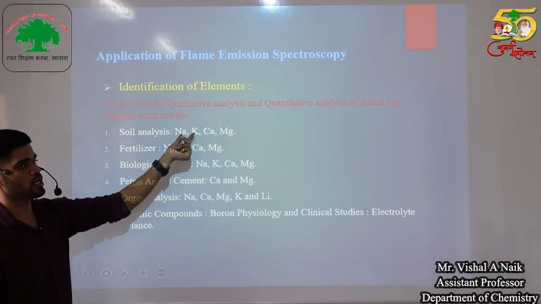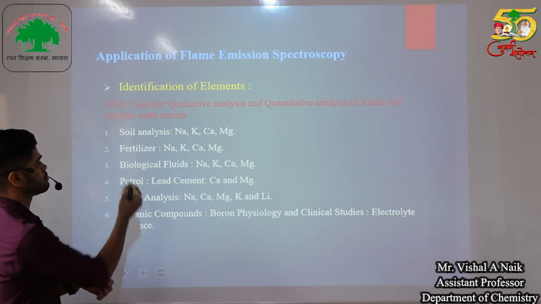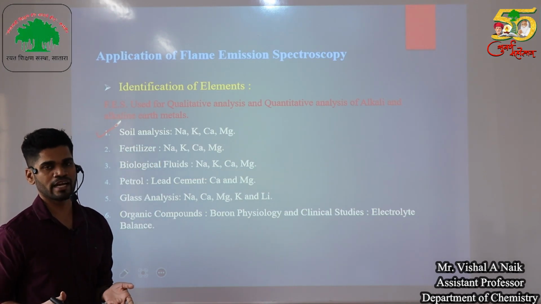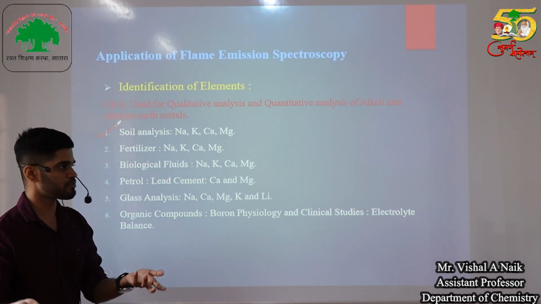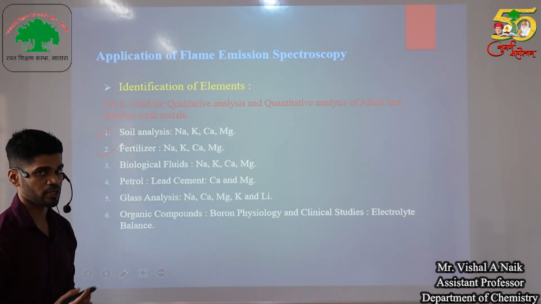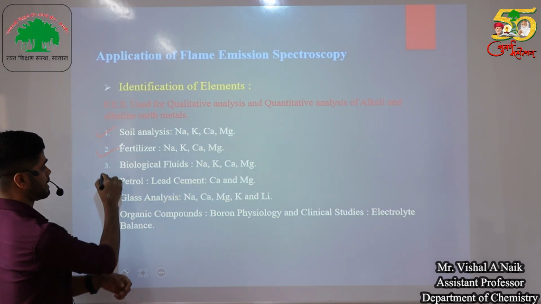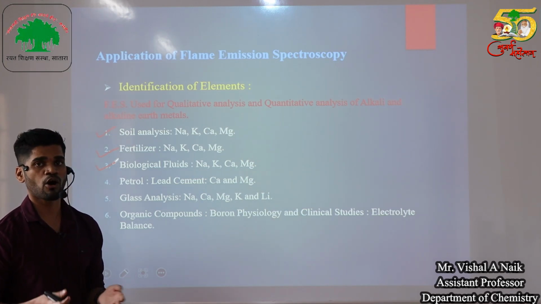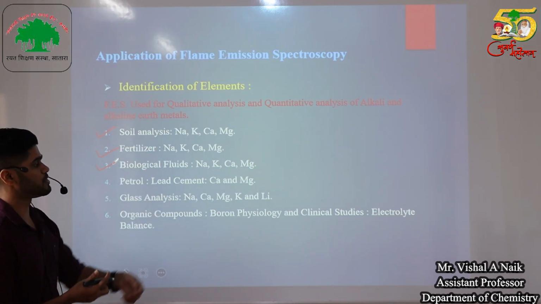Sodium, potassium, calcium and magnesium present in the soil are determined by using this flame emission spectrophotometer. Then fertilizers. We know that fertilizers contain NPK, that is potassium, sodium, calcium, magnesium, different types of metal ions present in a fertilizer, also determined by using flame emission spectrometer. Then biological fluids containing different types of elements are also determined. Biological fluid means blood samples, urine samples and other samples that contain different types of metals, which can be determined by using flame emission spectrometer.